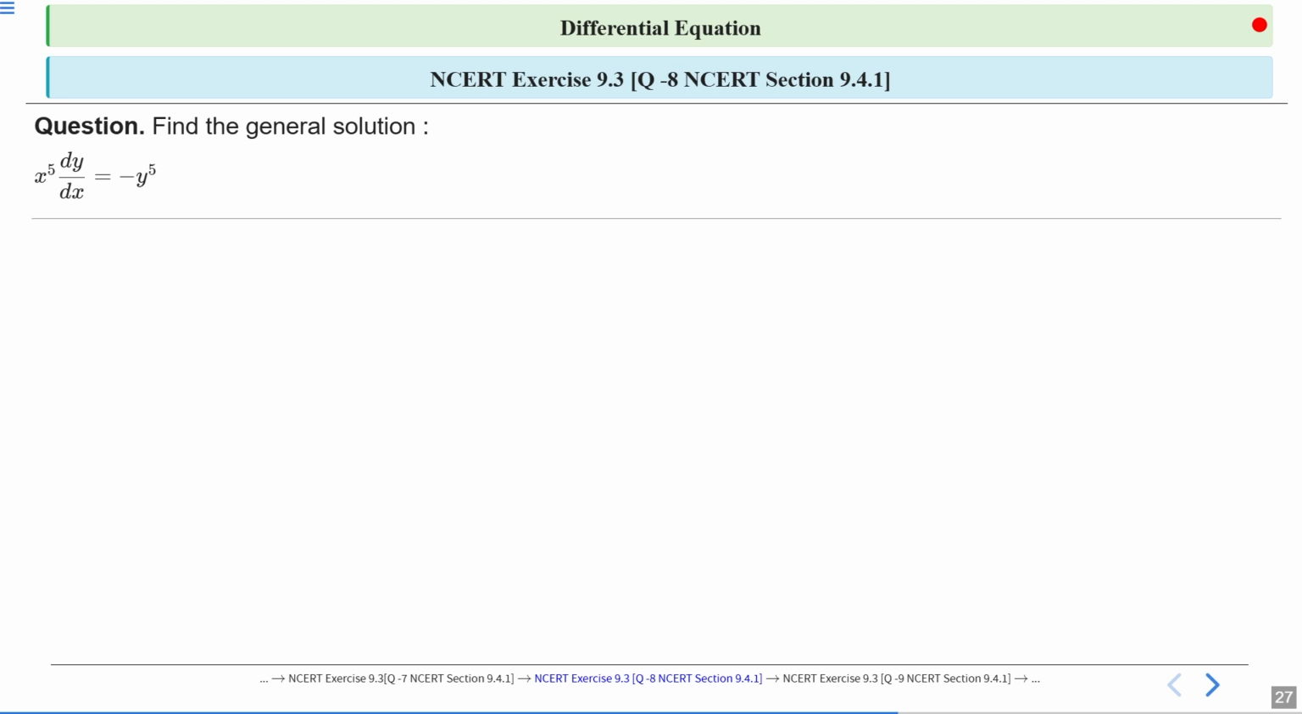So just try to separate the variable. We can easily separate the variable here and then integrate. First club the terms with y with dy and the terms with x with dx, and then integrate to find the general solution of this differential equation. Okay, so try.